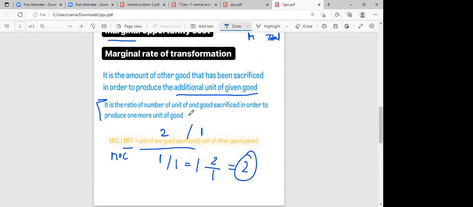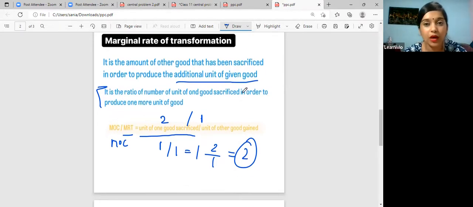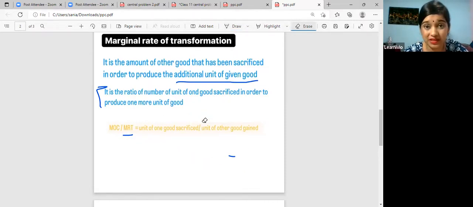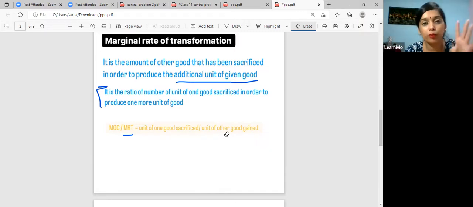Okay, so basically this is the general formula: MOC, or you can say MRT. MOC is the amount of other good that has been sacrificed in order to produce an additional unit of the given good, and it is the ratio of units of one good sacrificed in order to produce one more unit of the other good. You have to remember that first you write how much of the good you are sacrificing, whether 2, 3, 4, whatever you are sacrificing, and below you write how much you gain, whether one product, two, three or four. Clear?